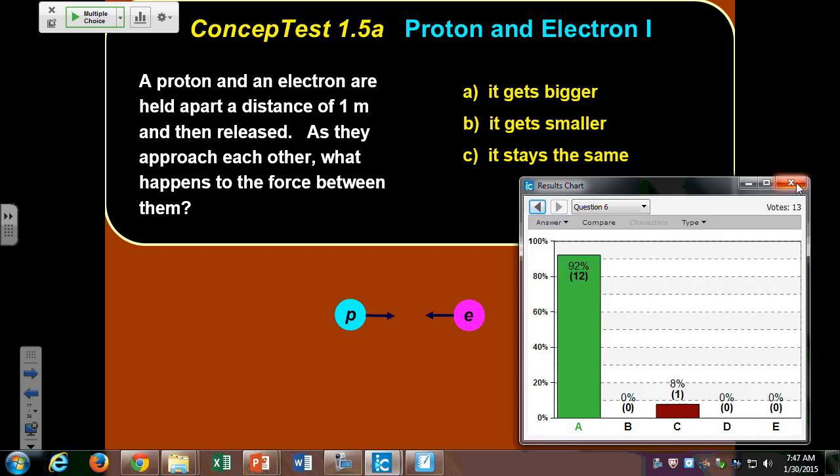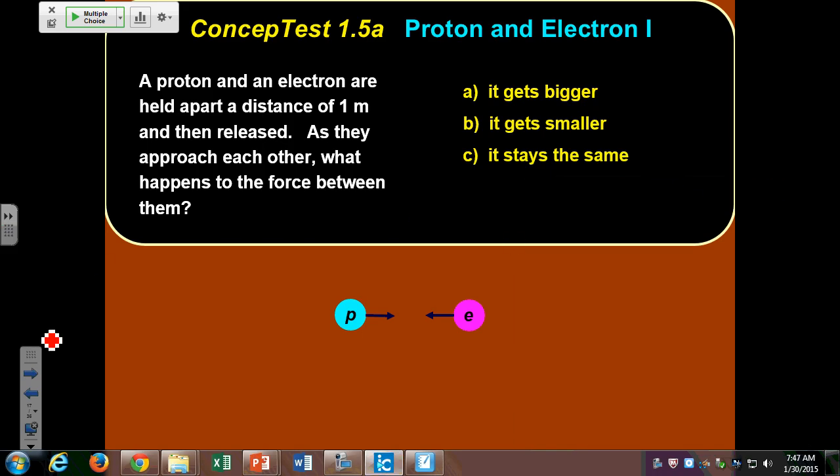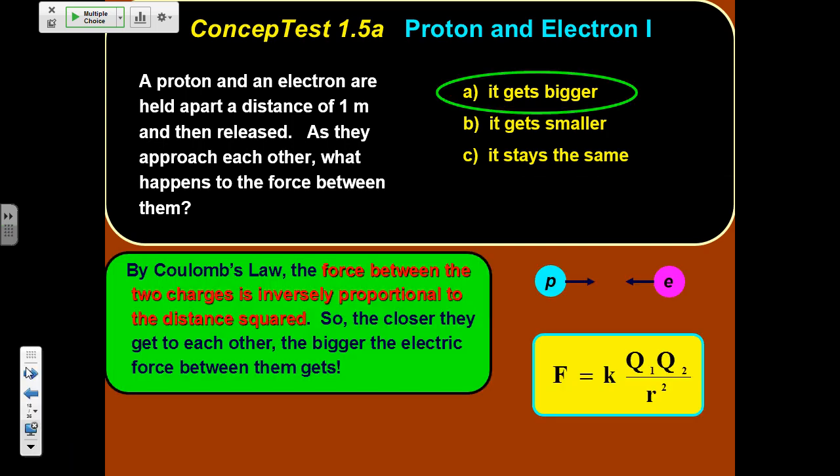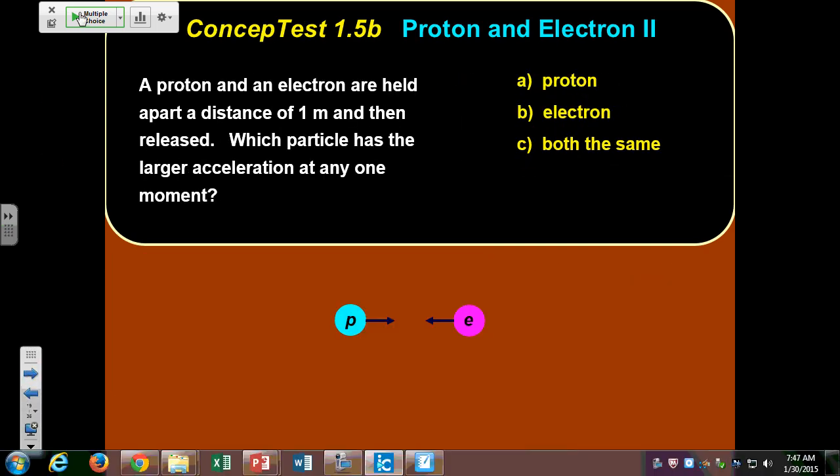Very good. As they get closer, the force gets bigger. They're held apart, distance 1 meter, and then released. Which particle has the larger acceleration? We know they have the same force at all times because of Newton's third law, but which particle has the larger acceleration? Or is it the same?